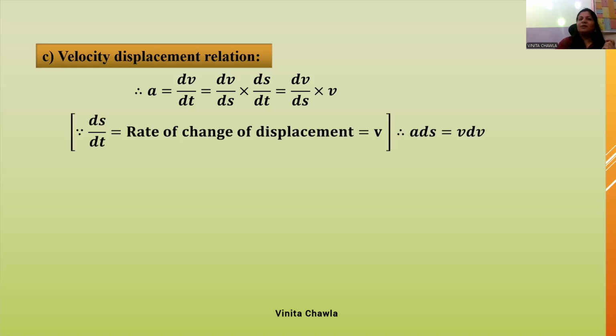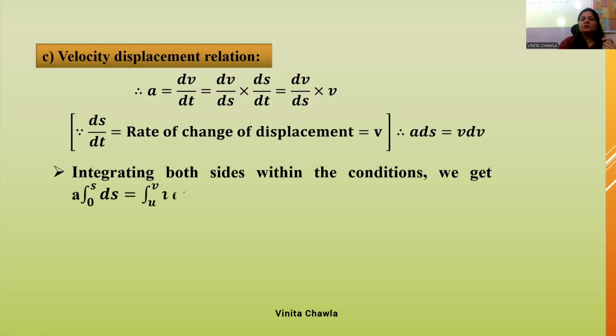आ गया v dv ads. अब क्या है? At time t is equal to 0, initial velocity of the object is u and distance covered by the object is s. So at t is equal to 0, s is 0 and velocity is u. At t, after time t, velocity becomes v and displacement is s. Okay. So integrating both sides within the conditions, we get this.